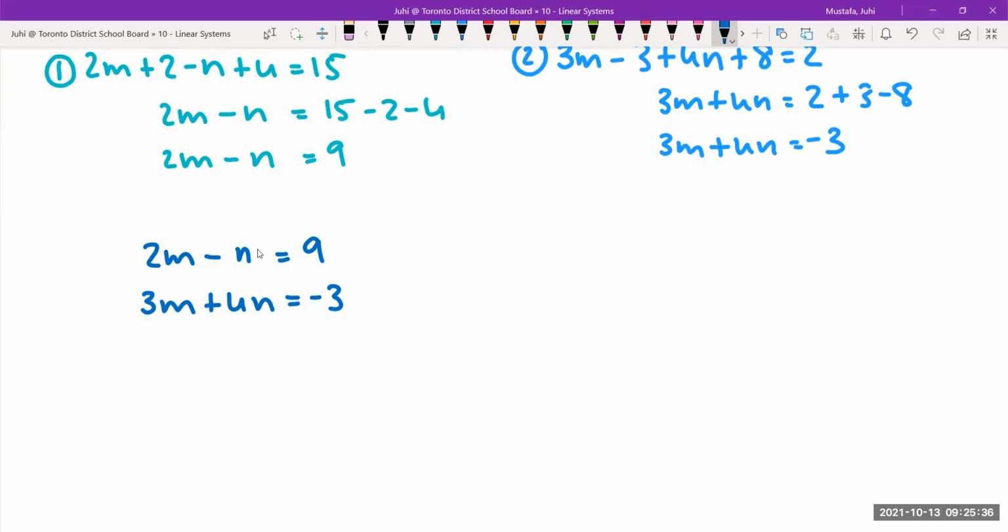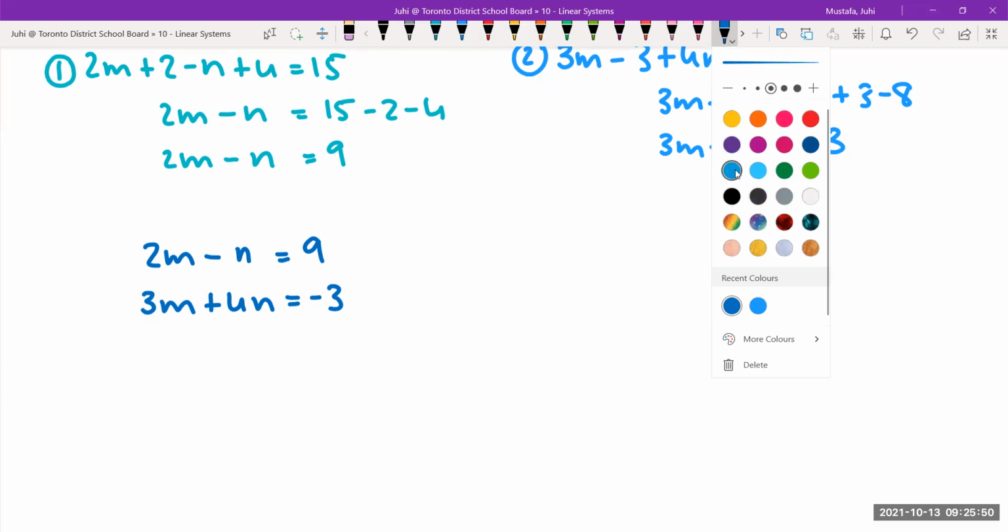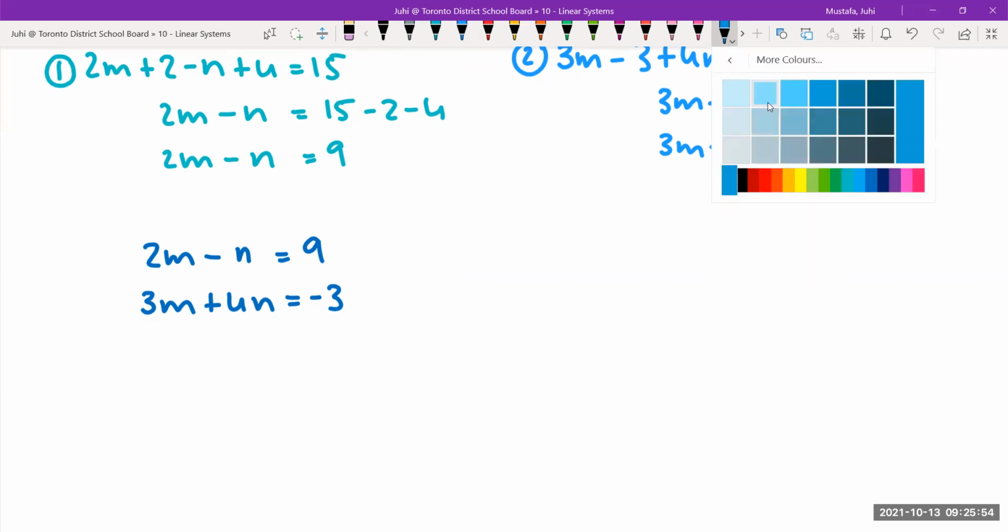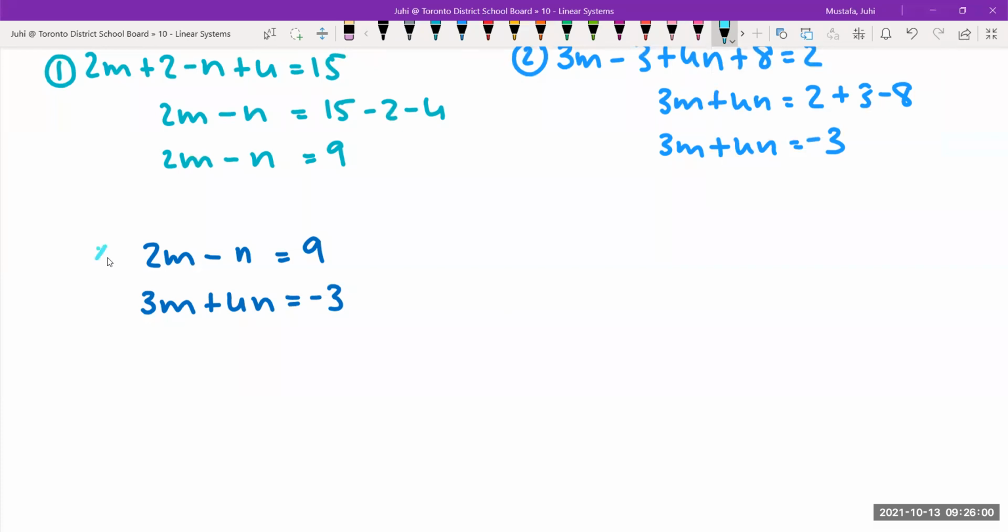You definitely could. It's just, she just said n, so we'll do n. But you can definitely do the m's as well. It doesn't matter. Samira? When you're trying to make the coefficients the same, you can only multiply, correct? So we're going to multiply these and make the n's the same.